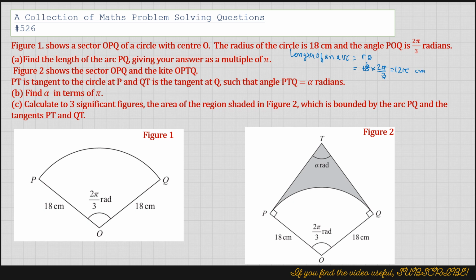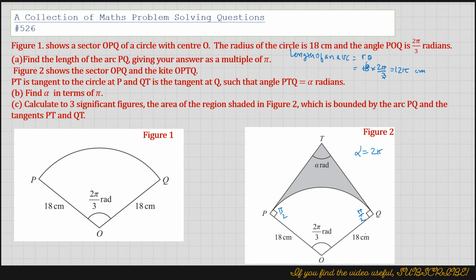Then figure 2 shows the sector OPQ and the kite OPTQ, and PT is the tangent to the circle at P and QT is the tangent at Q, such that angle PTQ equals alpha radians. Find alpha in terms of pi. So now the angles are pi out of 2, pi out of 2, and alpha would be 2 pi.